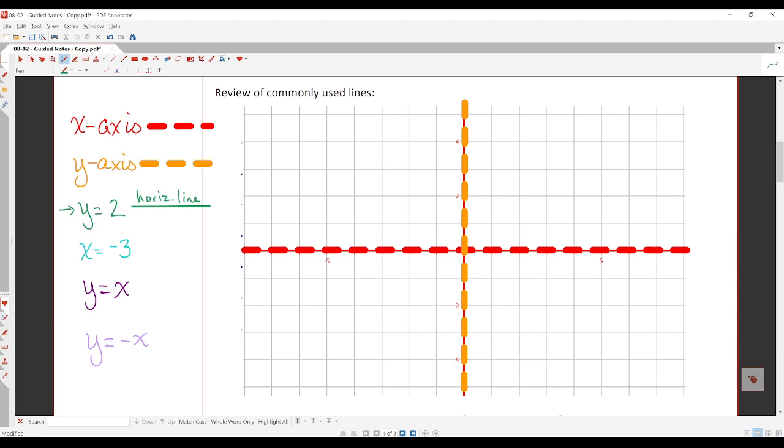So watch this. Ready? That means the point 0, 2 is on that graph. That means the point 1, 2 is on the graph. That means the point 5, 2 is on the graph. That means the point negative 3, 2 is on the graph. And if you plot all the points that have a y coordinate equal to 2, we get that line right there.